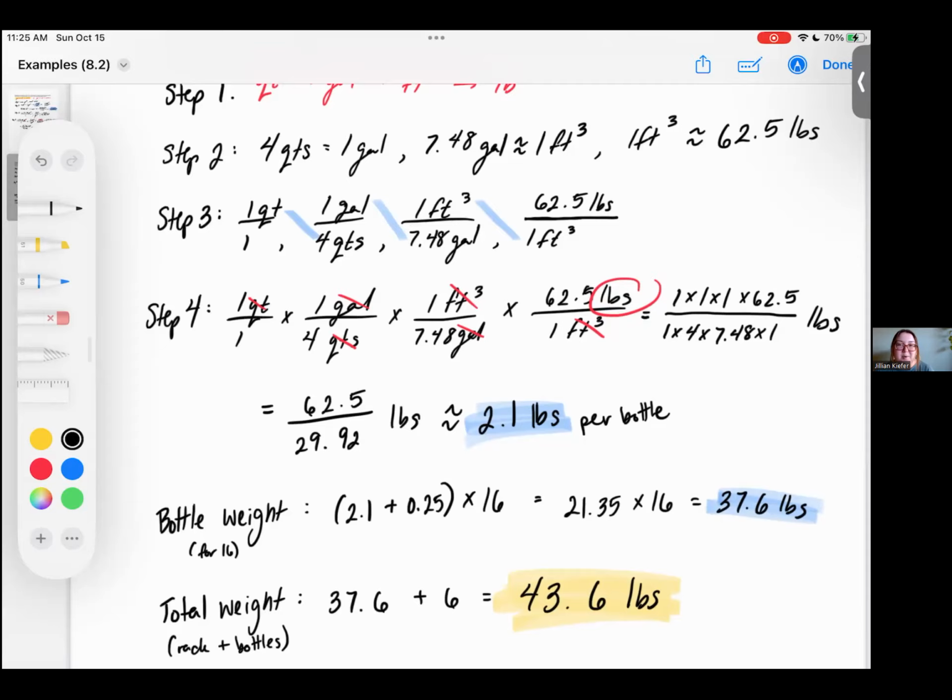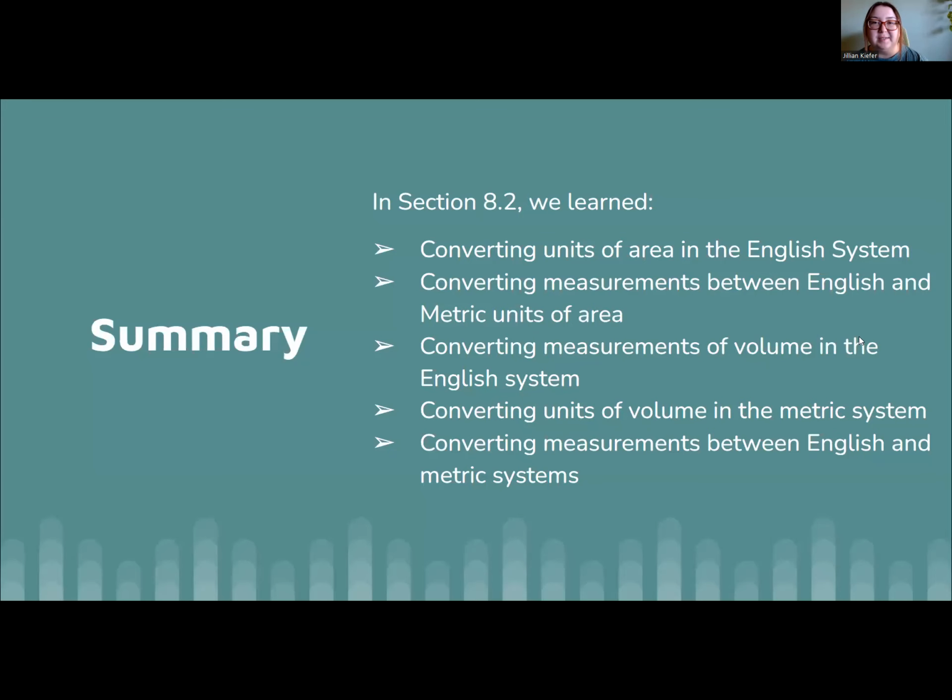So let's go ahead and finish up our lecture. All right, that wraps up section 8.2. In section 8.2, we learned how to convert units of area in the English system, how to convert measurements between English and metric units of area, converting measurements of volume in the English system, converting units of volume in the metric system, and converting measurements between the English and metric systems in addition to capacity. So, all right, that finishes up section 8.2, and I'll see you in the next one.